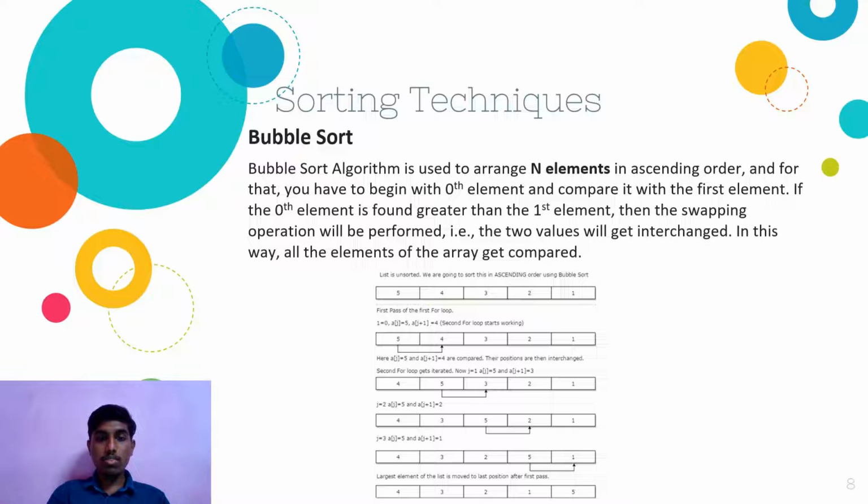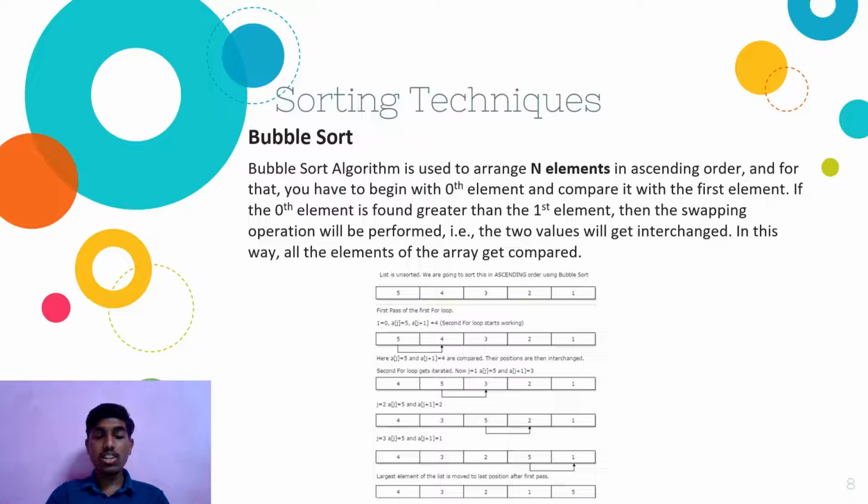In the first figure, we can see that the elements are not arranged in any particular order. In the second image, the 5 and 4 are compared. Here the 4 is lesser than 5, so these two places are interchanged and 4 is placed at 5 and 5 is placed at 4.